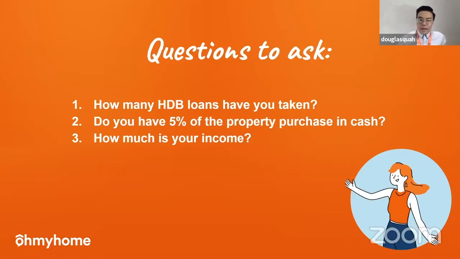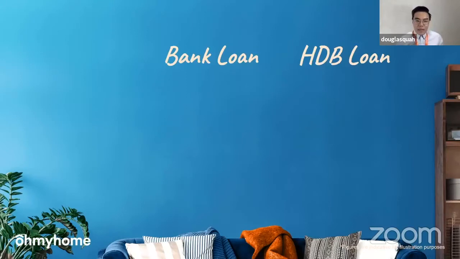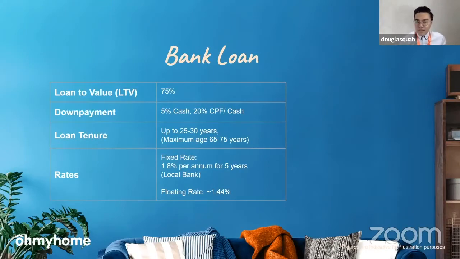The loan value from the bank will be at 75%, and the down payment will be 25% of the purchase price, of which comprises 5% cash and 15 to 20% CPF. The minimum income criteria to be eligible for it is $2,500 per month. The loan tenure for the bank loans will be up to 25 years to 30 years, age maximum up to 65 years old to 75 years old, depending on the packages that you go for. The interest rate for fixed packages are from 1.8% per annum and floating rates from 1.44% per annum.